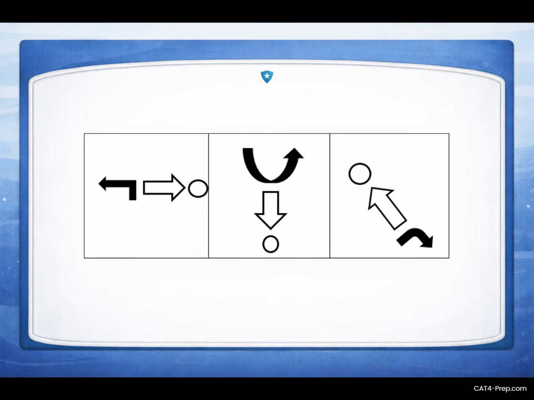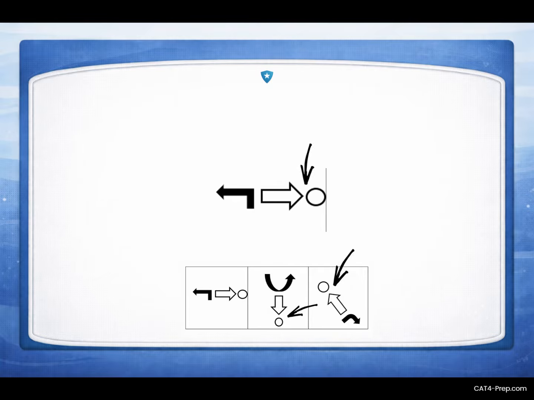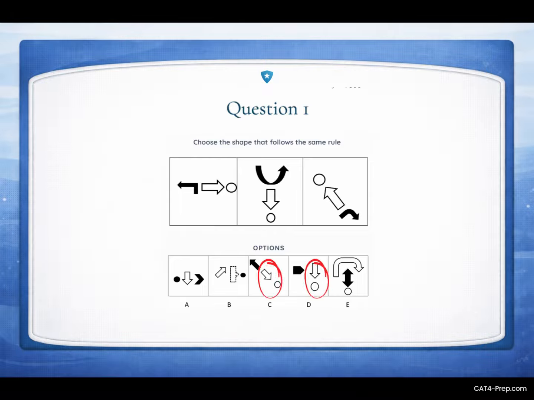Okay, let's break it down, step by step. First, identify the three key parts: the white dot, the white arrow, and the black arrow. Now watch the white arrow. The white arrow always points towards the white dot. Next, watch the black arrow. The black arrow always points in the opposite direction. In other words, it points away from the white dot. So our checklist is simple. White arrow points to the dot, black arrow points away from the dot.